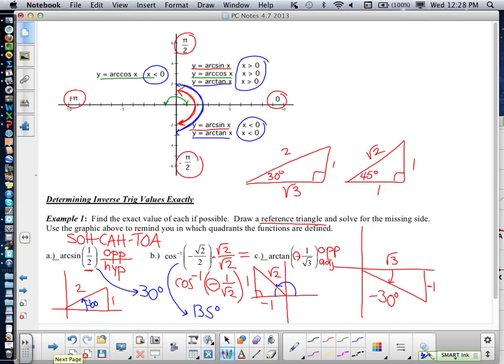Okay, so we've done a little bit of work drawing reference triangles by hand. You've been doing a little bit of work figuring out the inverse trig function values using your calculator. So you should be able to draw the reference triangles to help you figure out inverse functions. You can also use your calculator. Let me see what's coming up next here.